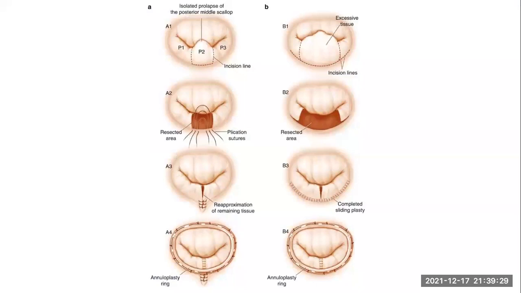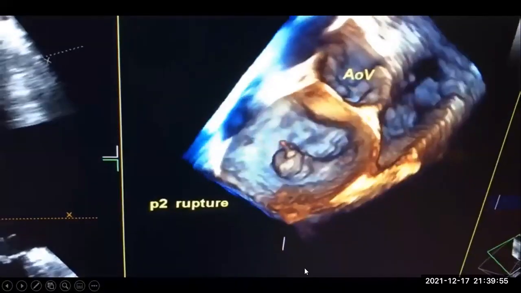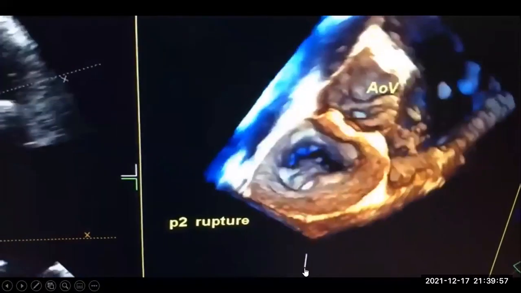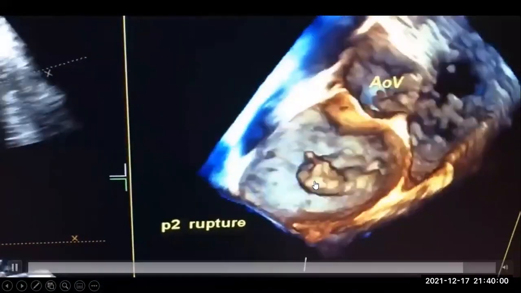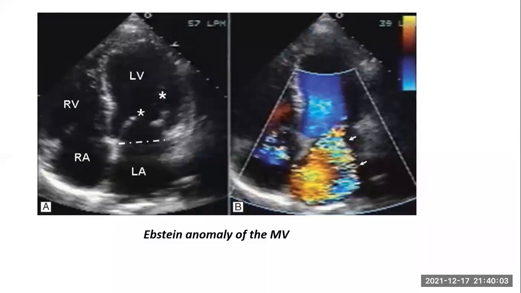Okay, so for the mitral valve prolapse, when it is localized in P2, for example, we can resect the area and do plication suture, okay, then an annuloplasty. When it is excessive tissue, like the Barlow disease we saw before, we have to resect all the area and do the surgery. This is a P2 rupture. Also, you can see here the prolapse. And an inhibition anomaly of the mitral valve. Normally, I didn't see any of these cases, and it is very rare.